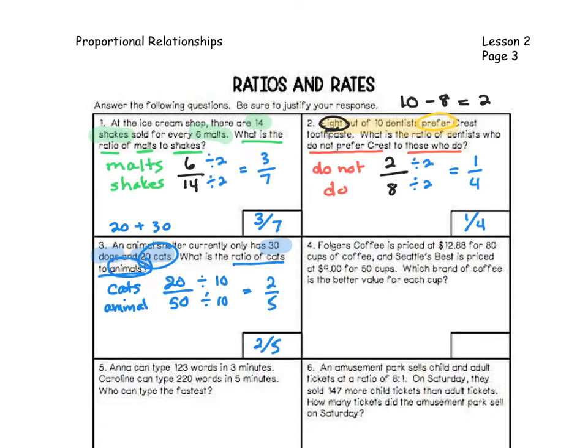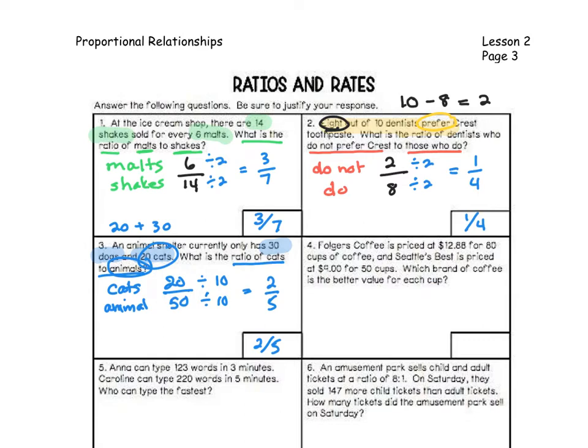Moving on to the next one. Let's read through it. Number 4. Folgers coffee is priced at $12.88 for 80 cups of coffee. And Seattle's Best is priced at $9 for 50 cups. Which brand is the better value for each cup?